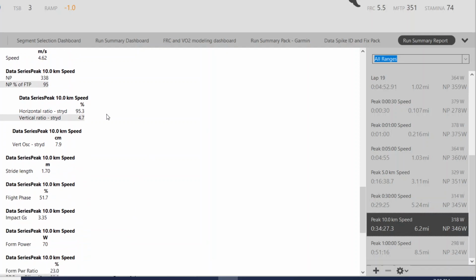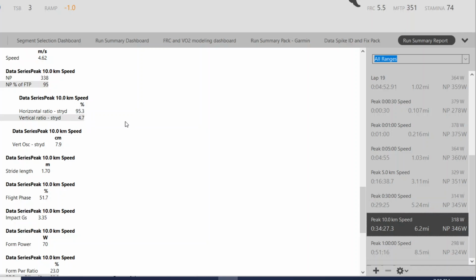Horizontal ratio is stride length versus vertical oscillation. And vertical ratio is the opposite. It's the complement. So vertical ratio is the vertical oscillation divided by stride length, where horizontal ratio is stride length versus the vertical ratio.